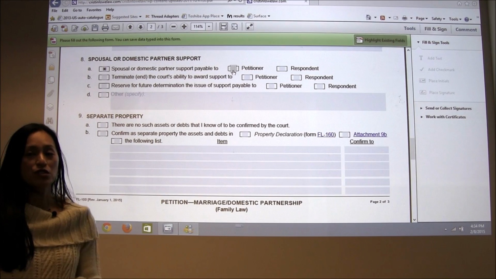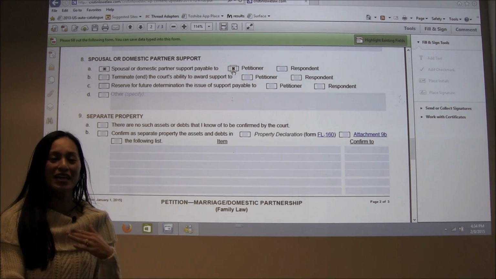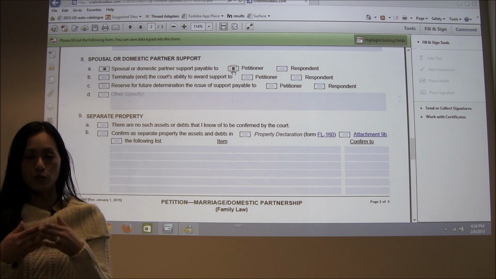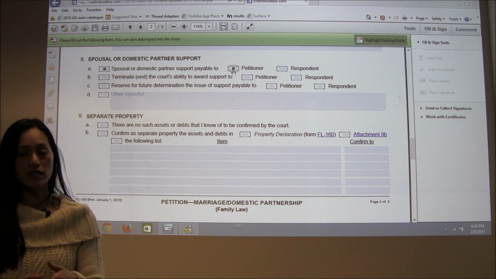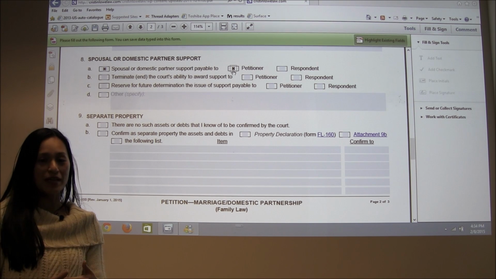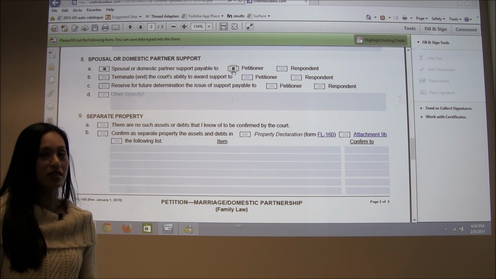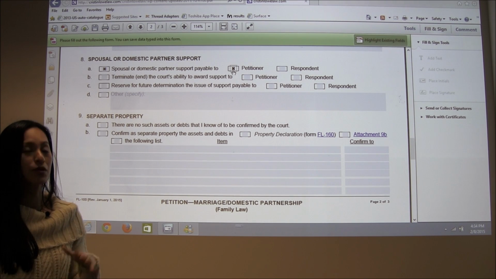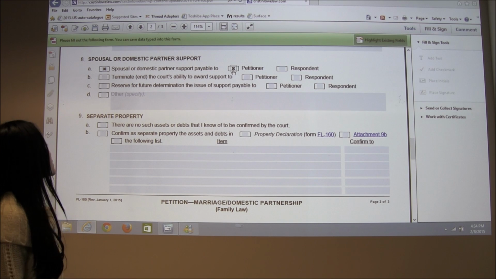And I want you guys to be very careful at this, because a lot of times it's easy to check the wrong boxes. So you want to ask yourself, do I want to pay spousal support or do I want spousal support? That's a better way of framing 8A. So if you want spousal support, you need to check the box petitioner or respondent, depending on who you are. And if you want to pay spousal support, then you want to check the other box.